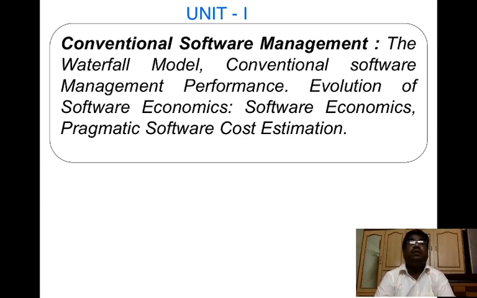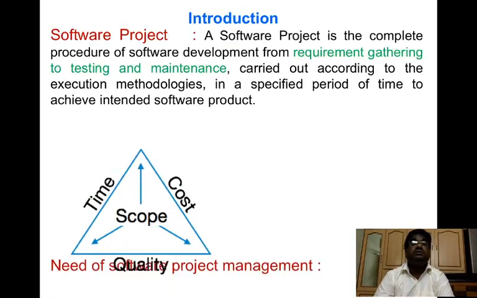So we discussed our waterfall model. We already discussed conventional software management performance, and in the previous class we discussed evaluation of software economics. There are five economics parameters we already learned: size, process, personnel, environment, and quality. Always you have to remember the five software economics parameters. Today we are going to discuss pragmatic software cost estimation.